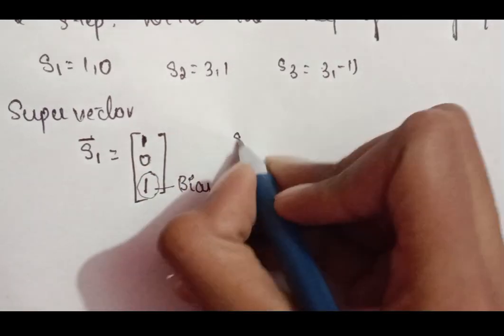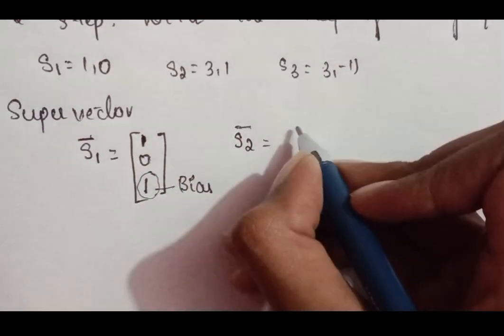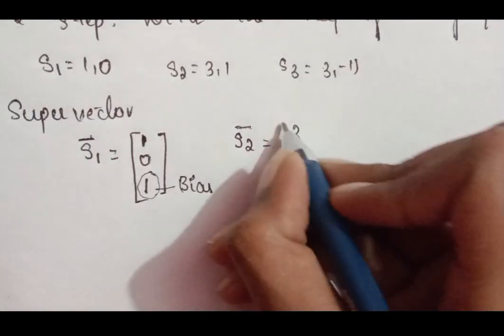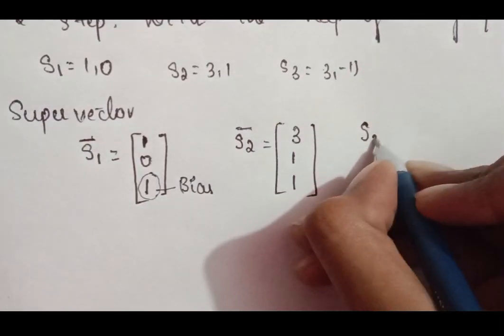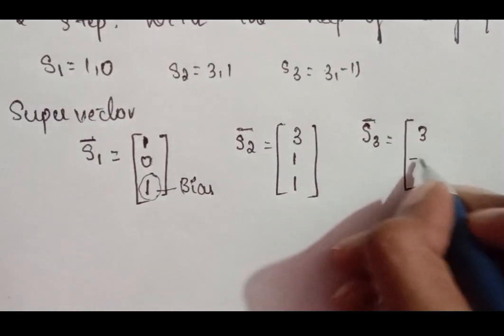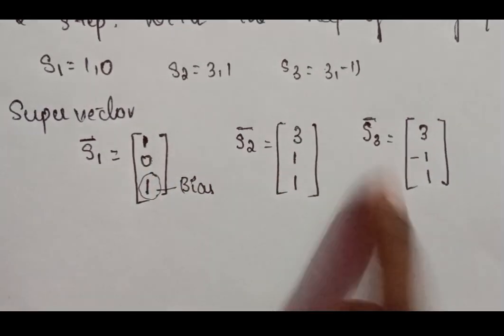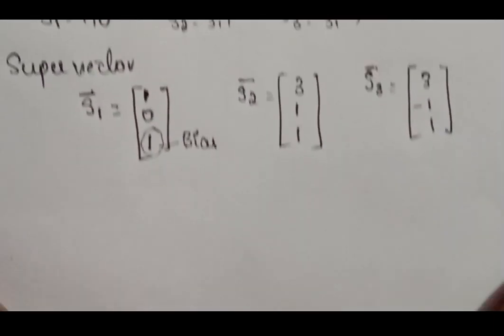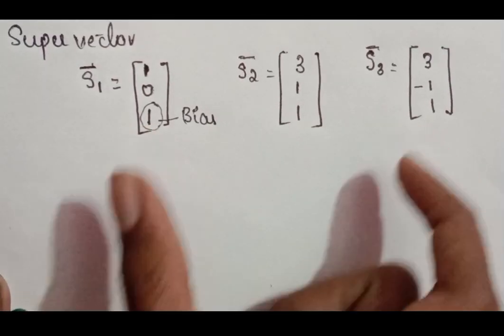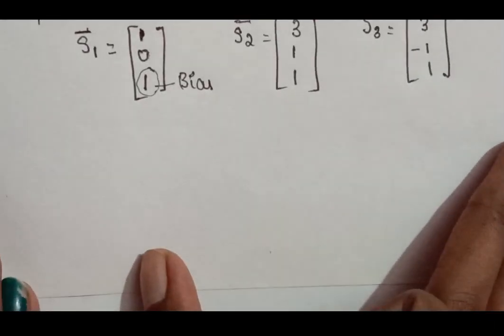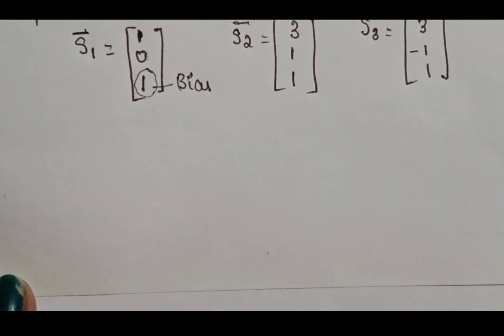points. Okay. Next, S2 the super vector, which is 3 1 and 1, which is the bias. Next, S3, which is 3 minus 1 and 1. So these are the super vectors S1, S2 and S3. Fine. So now, with the help of this, we need to construct a formula for the next step, which is nothing but to perform the dot product rule.